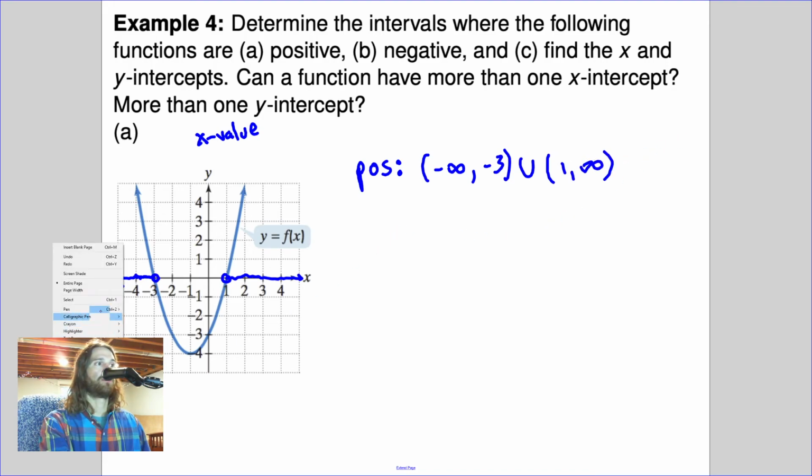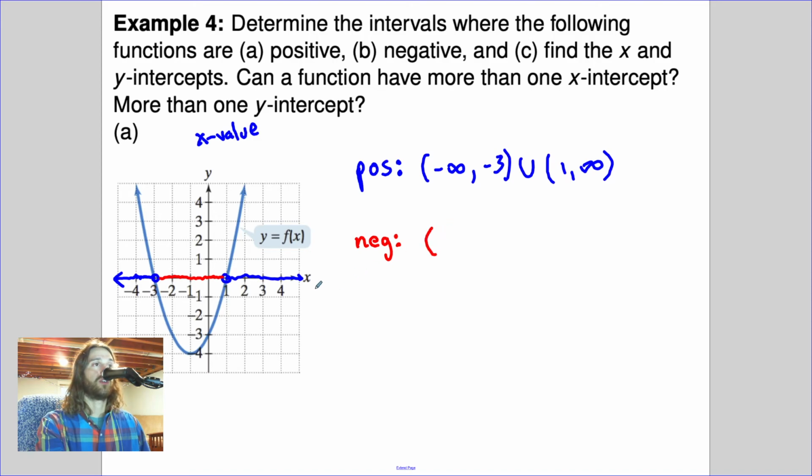Okay, switching colors. Where is our function negative? It's below the x-axis in this region here, where it dips down below. And that is a parenthesis because of that open circle. If it's on the x-axis, like at 1 where it crosses, it's not part of being negative. So that is from negative 3 all the way to 1, both with parentheses.